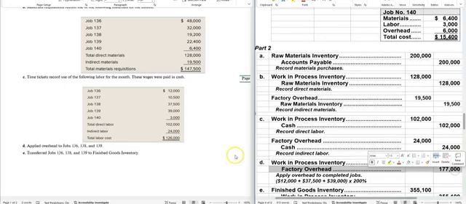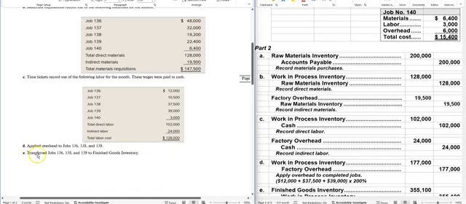Okay. All right, so then after we applied the overhead, we now transferred the costs of the jobs 136, 138, and 139 to finished goods inventory. This is where the job cost sheets come in very handy, because to look at the accounts in the accounting system, I would have to really dig in and go back and do some recalculations, because when I recorded costs associated with these jobs into the accounts, I was doing them in total.